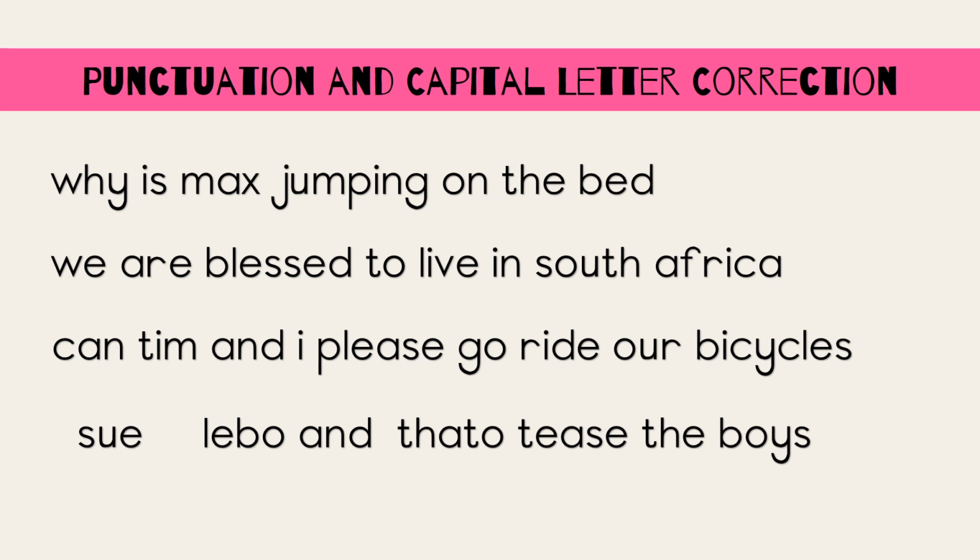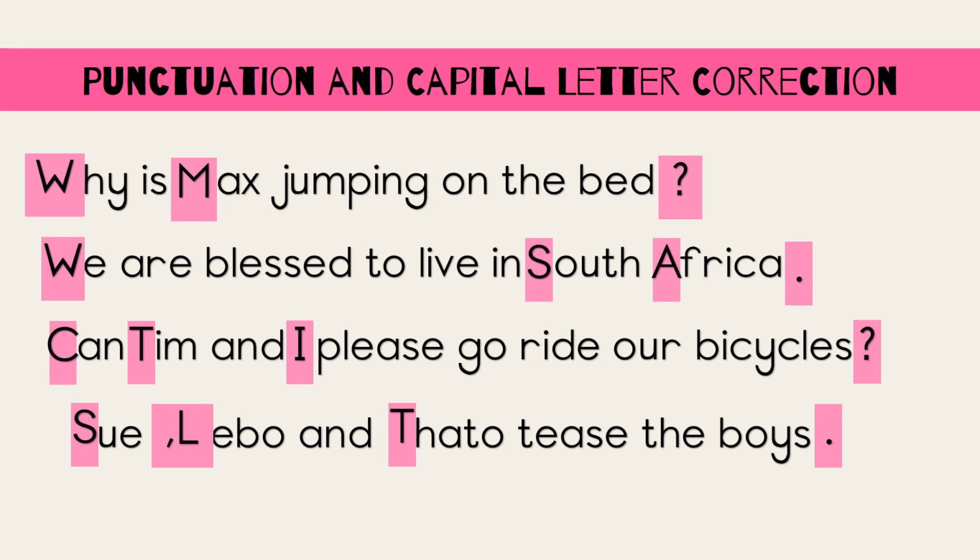Now I'm going to show you all these sentences with their corrections. Take a look. So now you can see in the first sentence, we put 2 capitals and a question mark. In the second sentence, we had to add 3 capital letters and a full stop. In the third sentence, we had to add 3 capital letters and a question mark. And then in the last sentence, we had to add 3 capital letters, a comma, and a full stop.